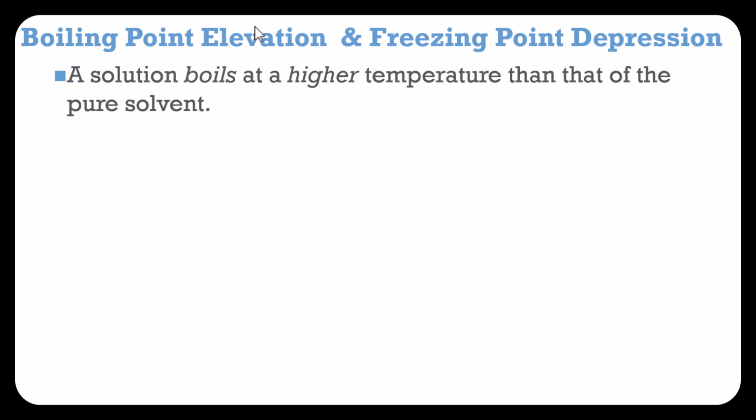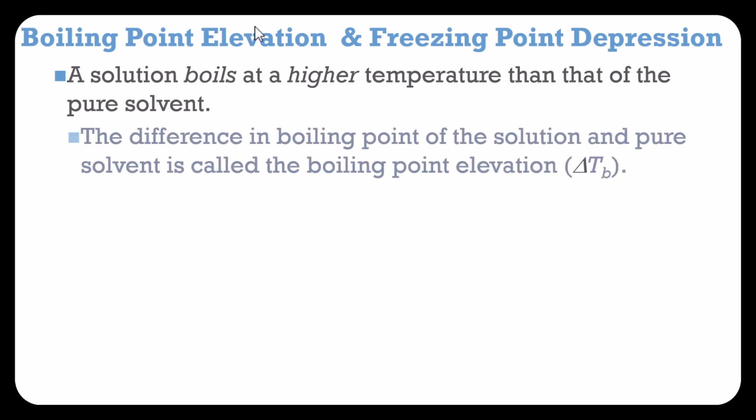So boiling point elevation: a solution will boil at a higher temperature than that of its pure solvent. For example, water boils at 100 degrees Celsius. If I were to add some sort of solute particle to that water, it is now going to have to reach a higher temperature in order to boil. So it may be 100.5, it may be 103 degrees, but some temperature that's higher in order to boil.